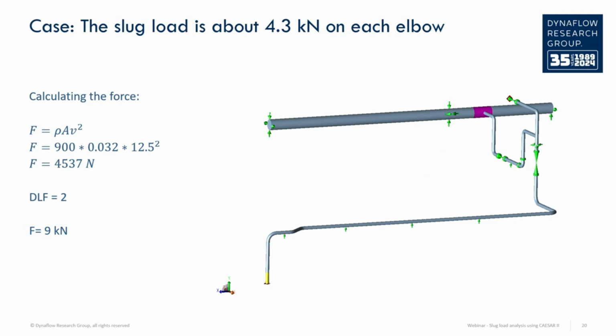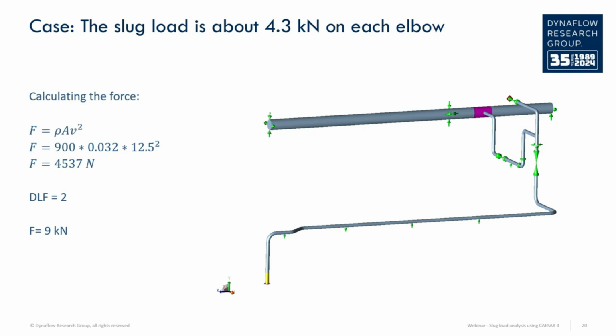With a slug velocity of 12.5 meters per second and a slug density of 900 kilograms per cubic meter, this results in a force of about 4.5 kN for a 90-degree elbow. At 45-degree elbows, the force is about 3,200 Newton. This is in both directions and without the dynamic load factor. With a DLF of 2, the force at the 90-degree elbow is 9 kilonewtons.